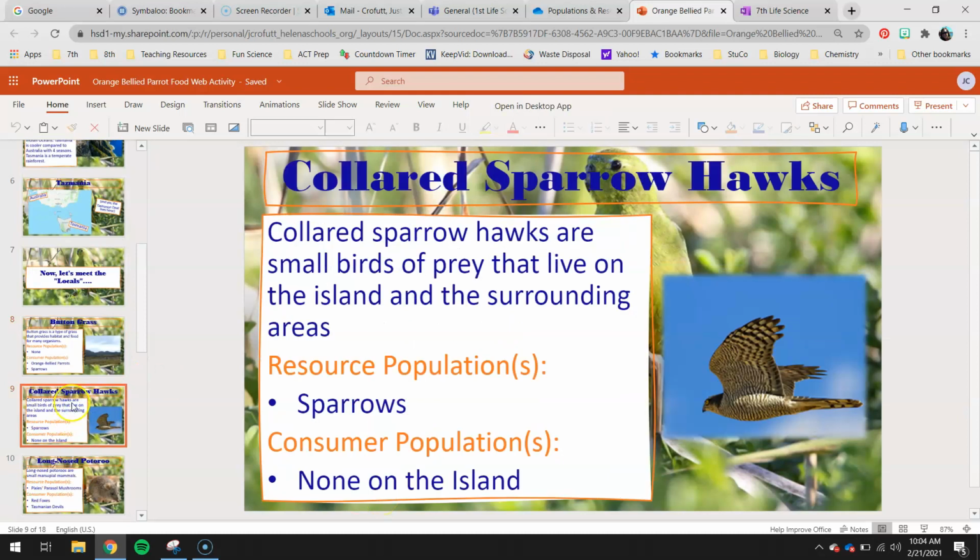All right, the collared sparrowhawk is a small bird of prey that lives on the island and the surrounding areas. Their resource populations, remember this is what they eat to get their food, are sparrows, hence the name collared sparrowhawks. They like to attack sparrows. And the consumer populations, those are the things that eat the collared sparrowhawks, because they are a top-tier predator. They have none on the island, so nothing is going after this collared sparrowhawk to eat it.